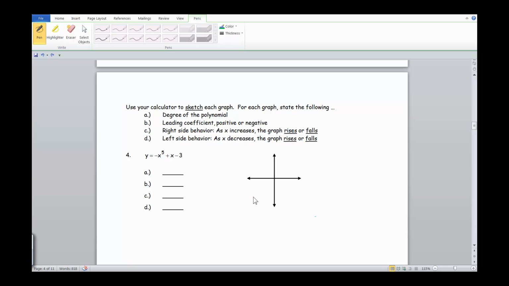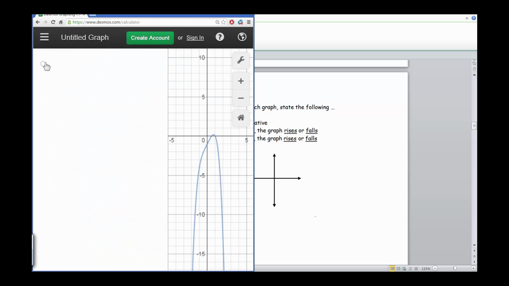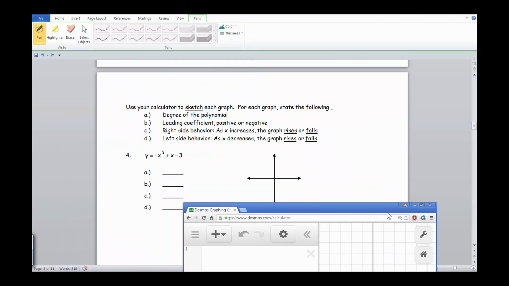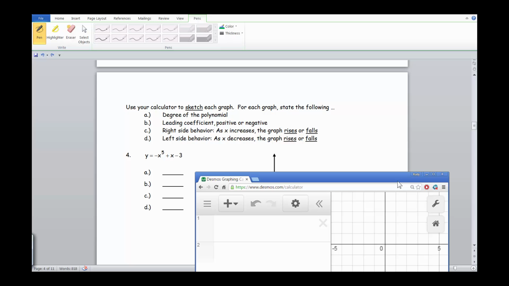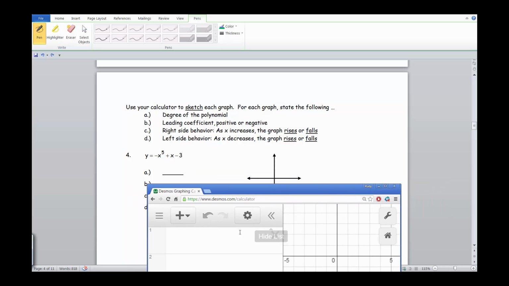Here we are at example 4 from our 5.2 set of notes. We're asked, using a calculator, sketch the following graph. And just going ahead and pulling up Desmos, that would be example 3, so let's get rid of that. We have negative x raised to the 5th power plus x minus 3.